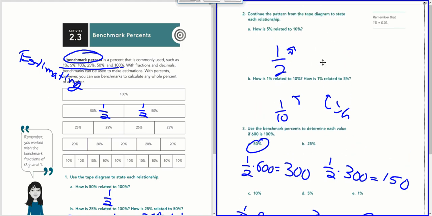And then, the next question says, how is 1% related to 10%? And how is 1% related to 5%? Well, 1 would be a smaller benchmark over here. It'd be really, really small.